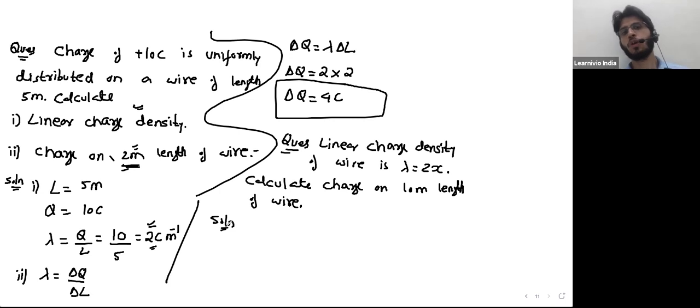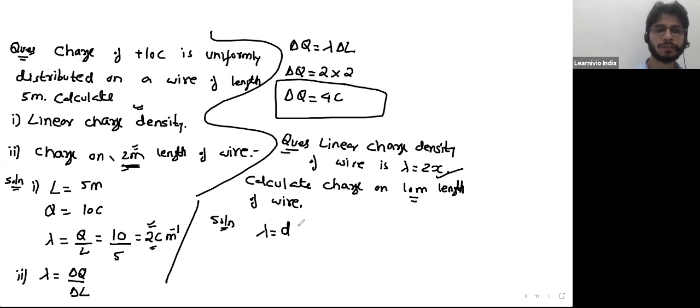Okay, so you have a wire. The linear charge density of the wire is lambda equal to 2x. That's the linear charge density. You're supposed to calculate the charge on 10 meter length of the wire. So we can start this question in this way, that lambda is dq over dx. This is linear charge density lambda, which is dq over dx. We can write this dq as lambda dx.